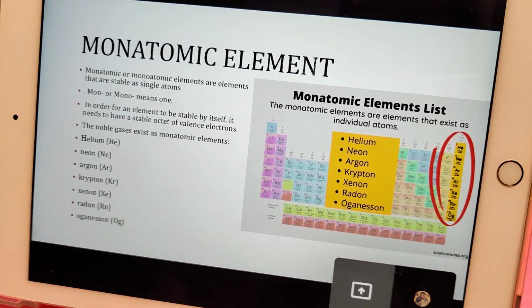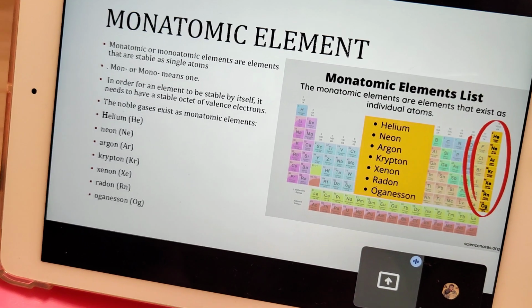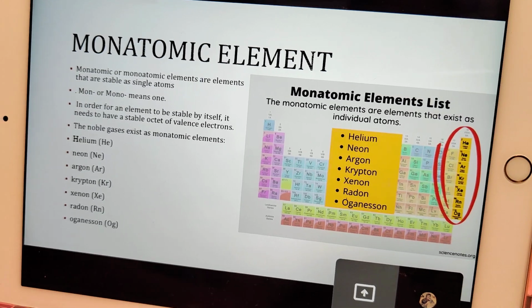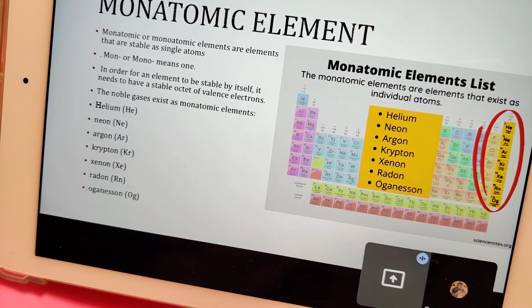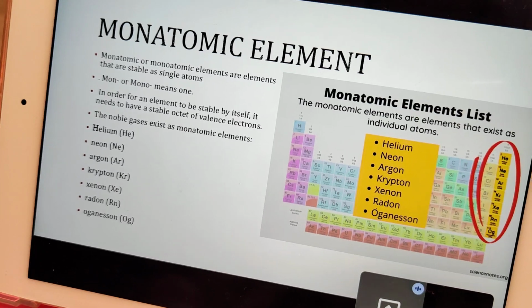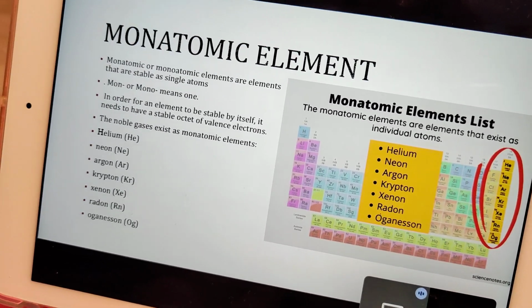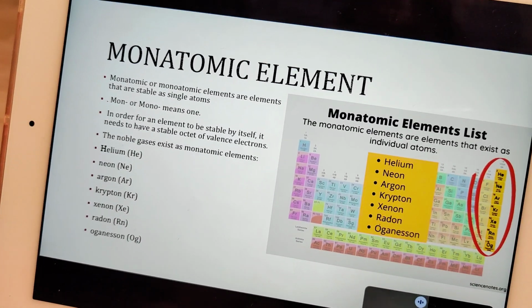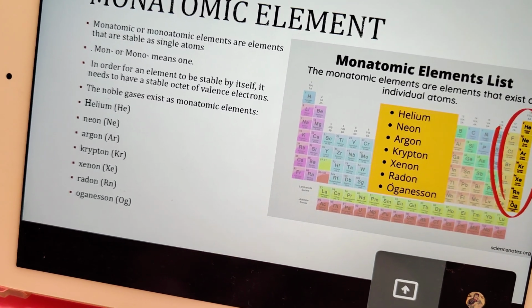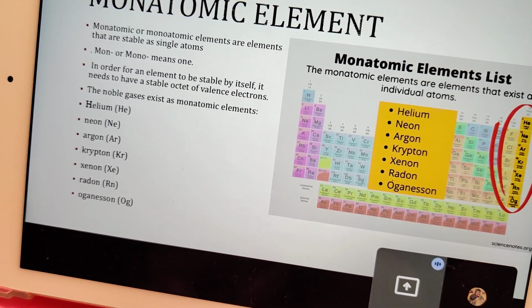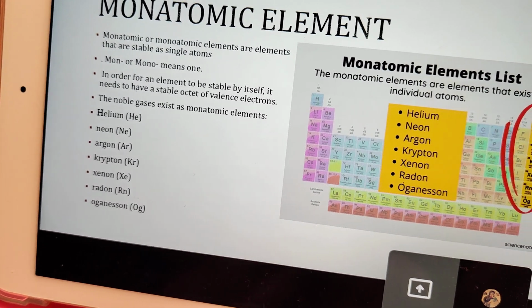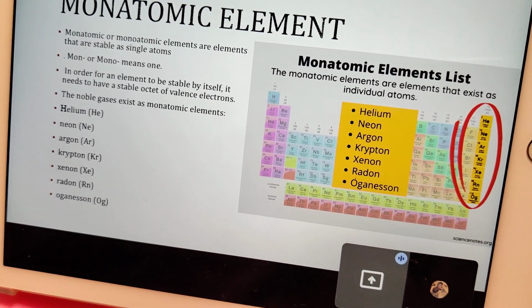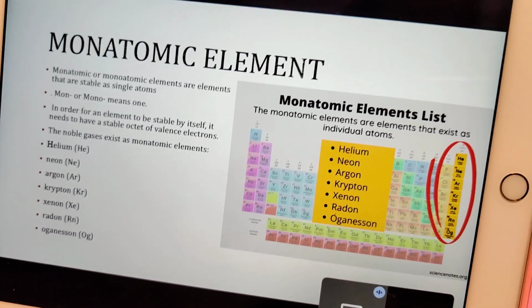Monatomic elements. Monatomic or monoatomic elements are elements that are stable as single atoms. Mon or mono means one. In order for an element to be stable by itself, it needs to have a stable octet of valence electrons. And we remember who those are, right? Yes, the noble gases. The noble gases exist as monatomic elements: helium, neon, argon, krypton, xenon, radon, oganesson. It's also 7. So the monatomic elements are elements that exist as individual atoms. So these are the noble gases.